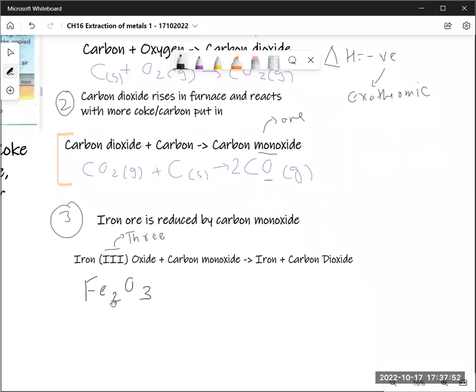So it's obviously not tri. If it was tri, it would be Fe3O2, which is wrong. It's Fe2O3. We call it iron 3 oxide, not tri. Then we have CO, then we have Fe, then we have CO2, gas. This is solid. This is, well, it's not solid, it's molten, which is liquid. Carbon monoxide is gas. This is solid.